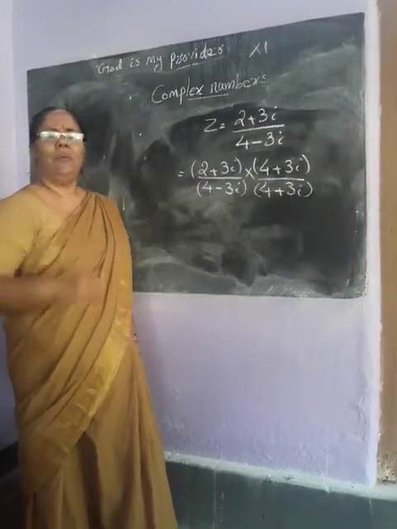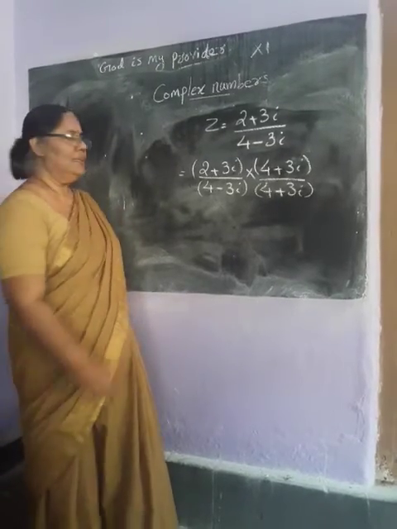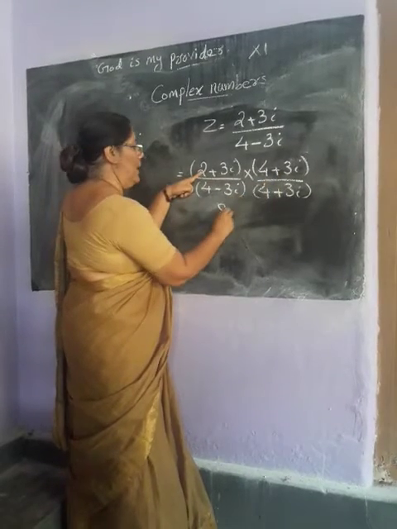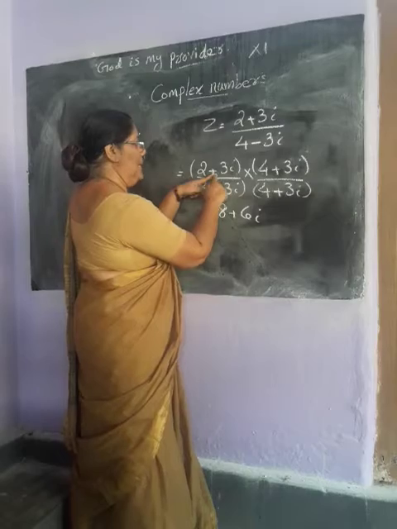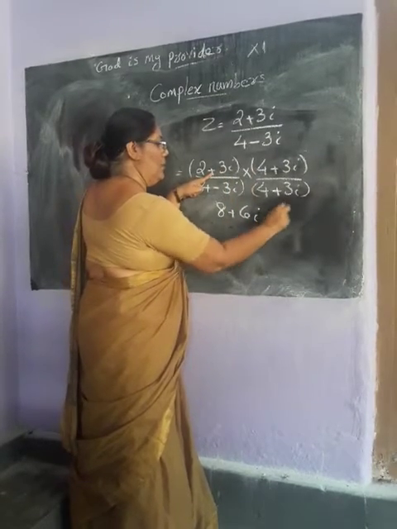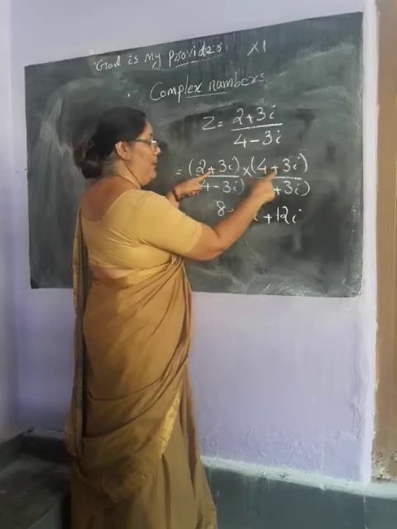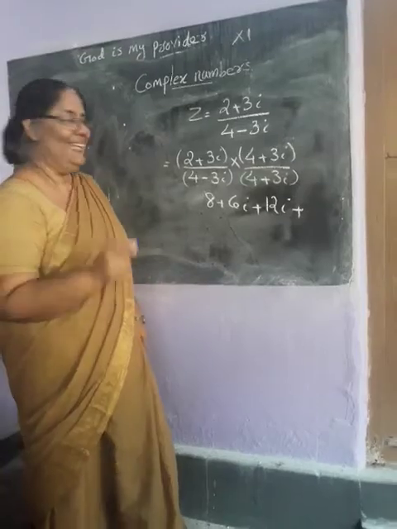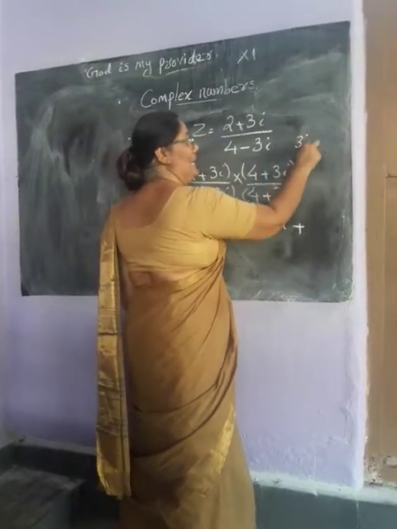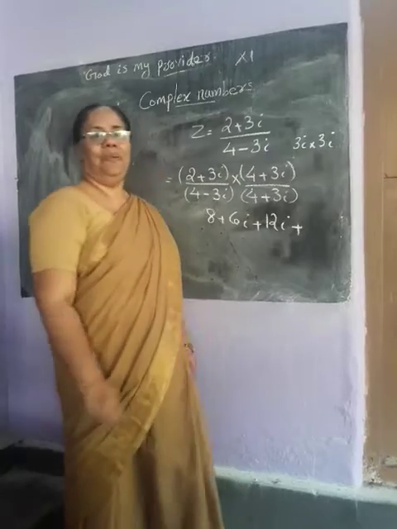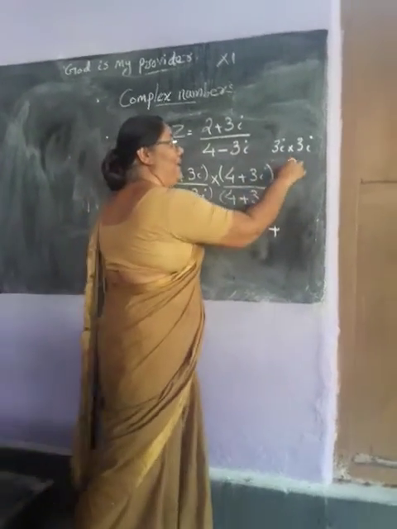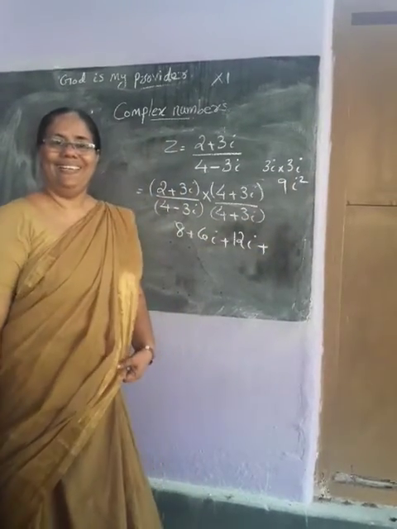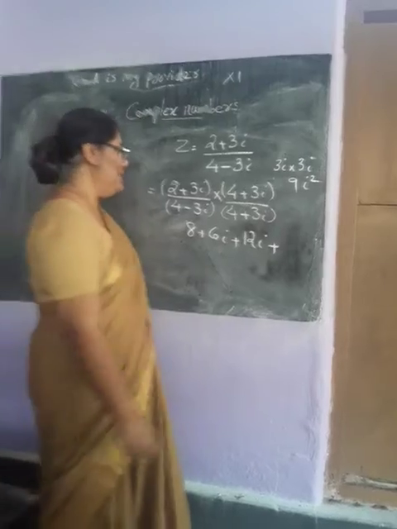Now, the numerator usual multiplication. Listen. 2 into 4, 8. 2 into 3i, 6i, plus 4 3s are 12i, plus 3i into 3i. Understand? The last multiplication is 3i into 3i. What is 3 into 3? 9. i into i, i square. Can you say what is i square? In this chapter, i square means minus 1.